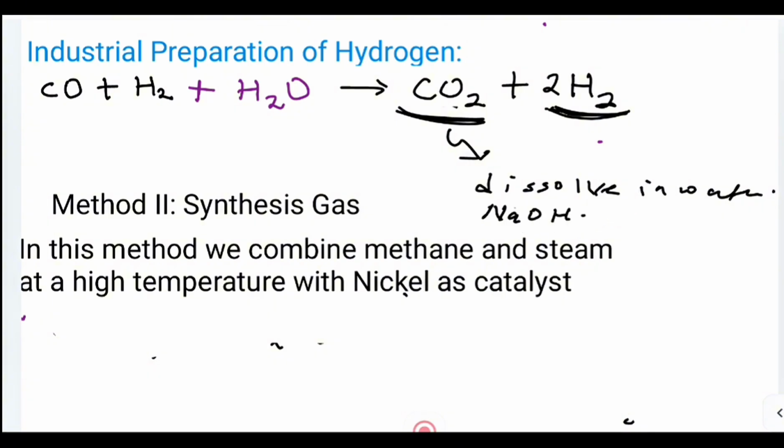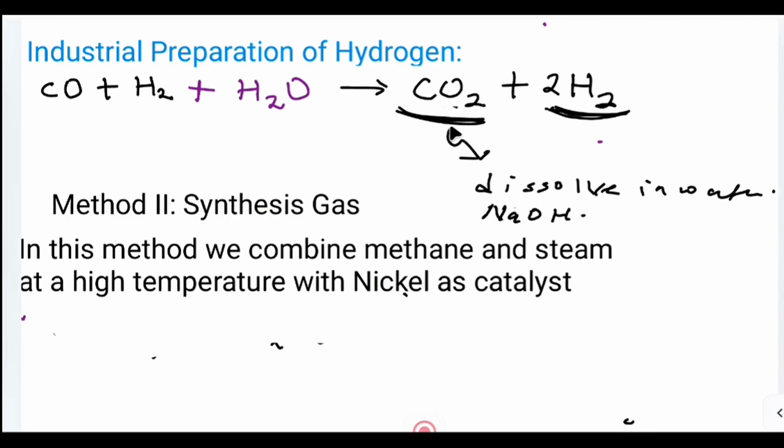So what am I saying in essence? At the final stage, you are going to have CO2 and hydrogen. You need the hydrogen, you don't need the CO2. How do you get rid of the CO2? You either dissolve it in water or you use caustic soda.